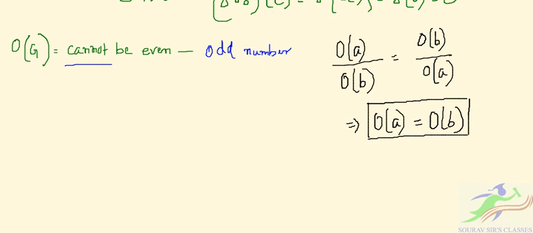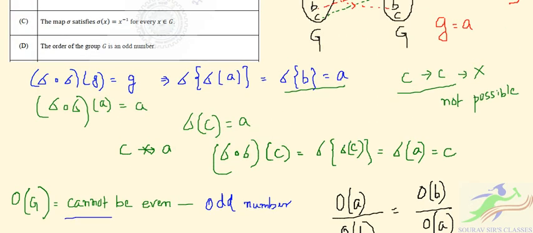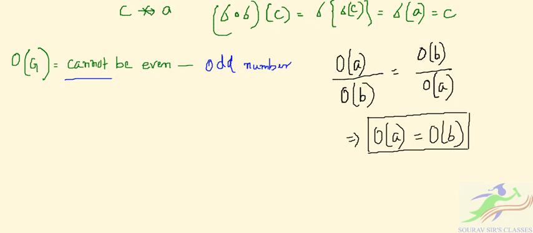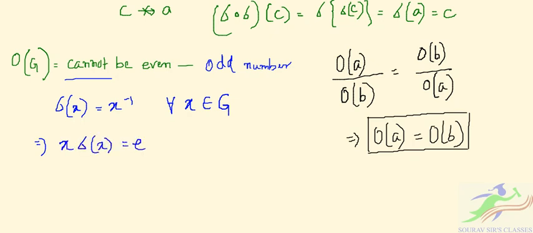So now let's check with the condition C. It is given that the map sigma satisfies sigma of x is equal to x inverse for every x belonging to the group G. So we have sigma of x is x inverse for all x belonging to G. Simplifying, x times sigma of x is equal to E for all x belonging to G.